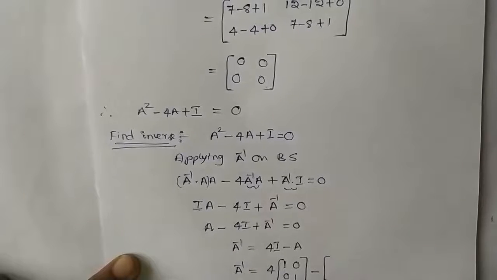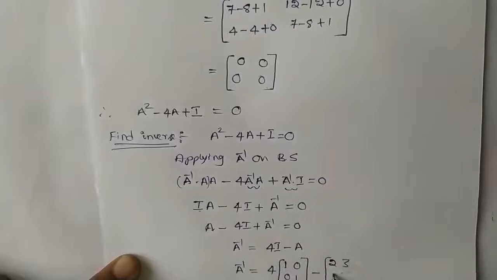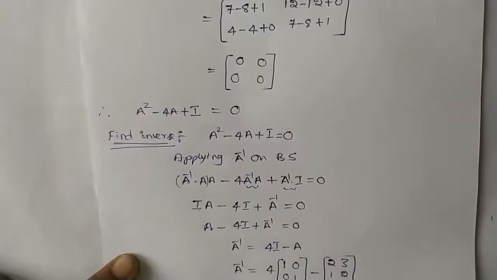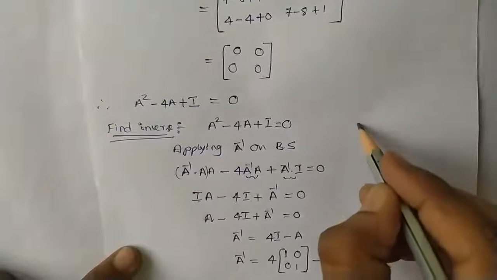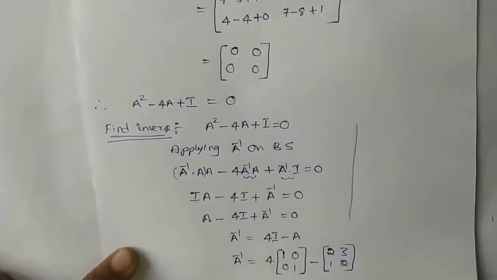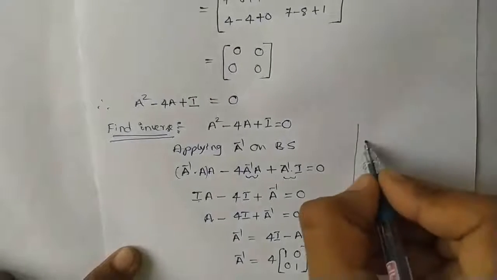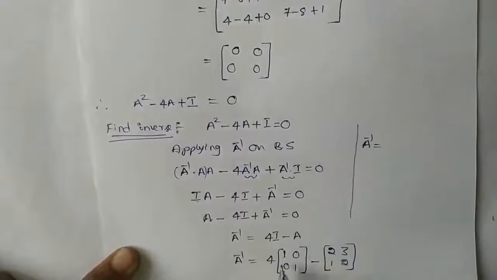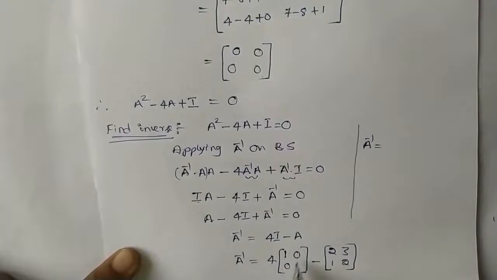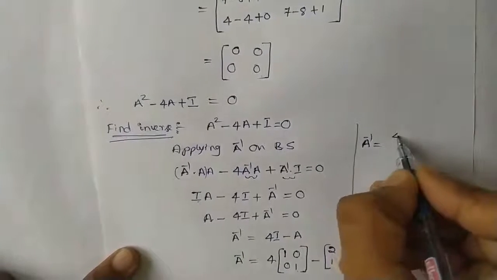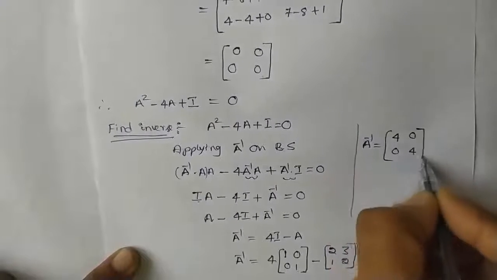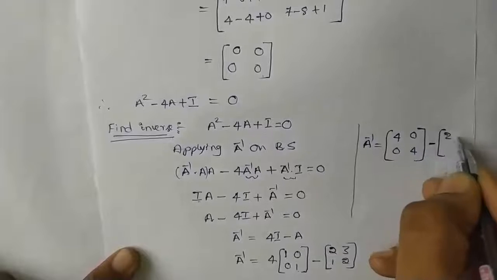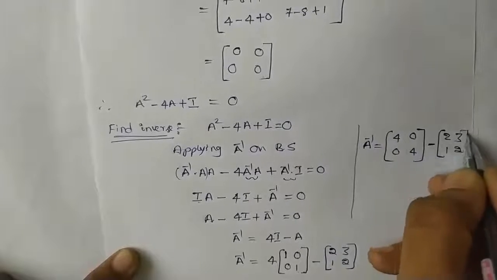A is nothing but what? The matrix is given, [2 3 1 2]. This problem I am continuing here itself. Next step will be A inverse equals to 4 into [1 0 0 1], so [4 0 0 4], minus [2 3 1 2].